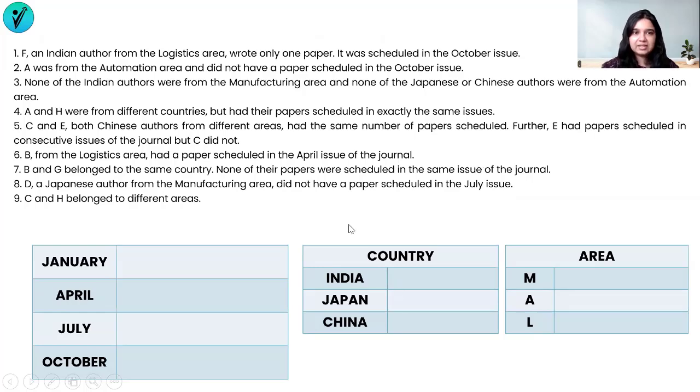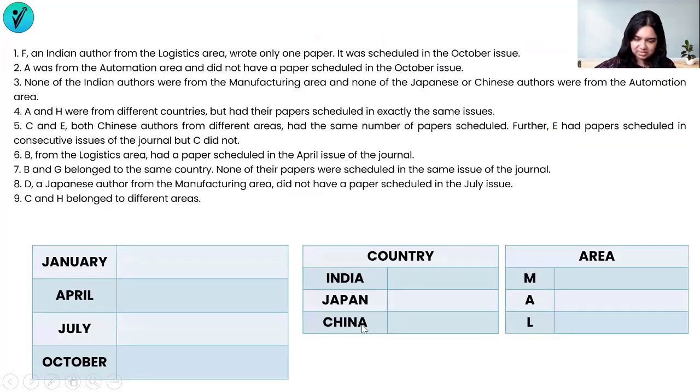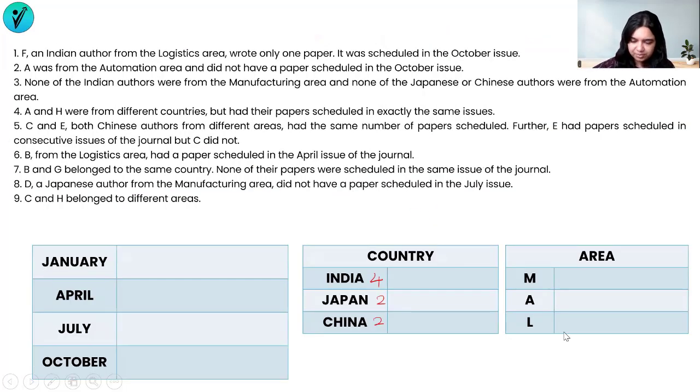All right. Now we had some more information in the first paragraph itself. So let's write down the number of people. We have 4 authors from India and 2 each from Japan and China. Going back, each author belonged to exactly one of the 3 areas, M, A, L. 4 authors were from L and 2 were from automation. So 4 from logistics, 2 from automation. That means the other 2 will be manufacturing.